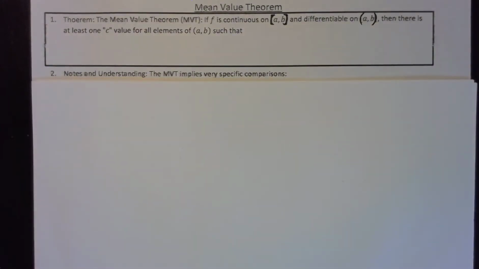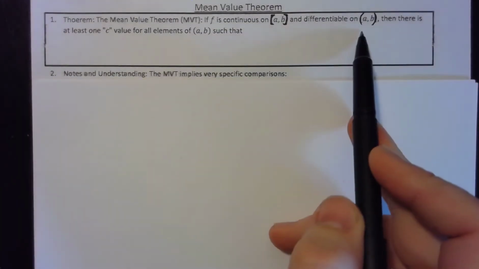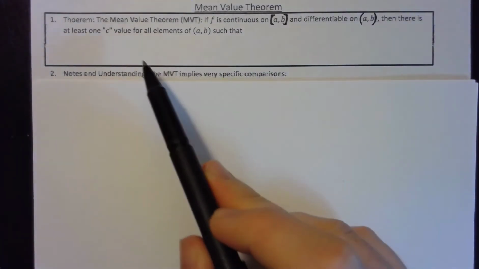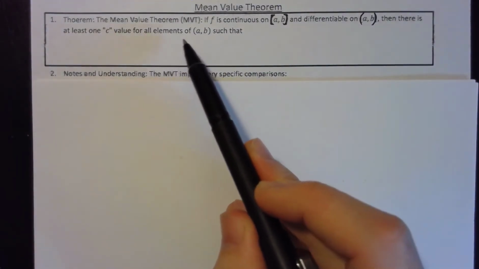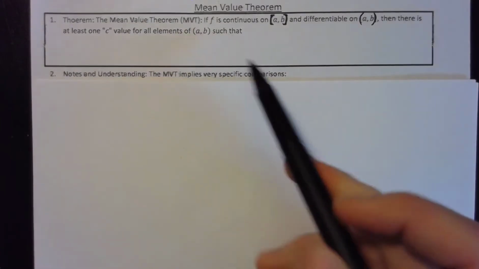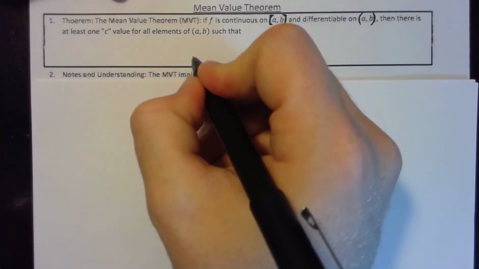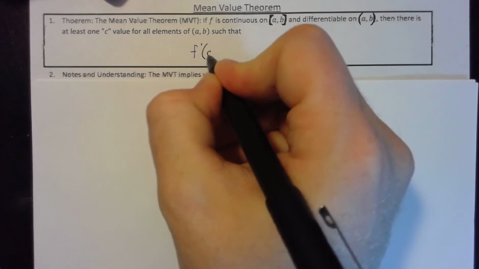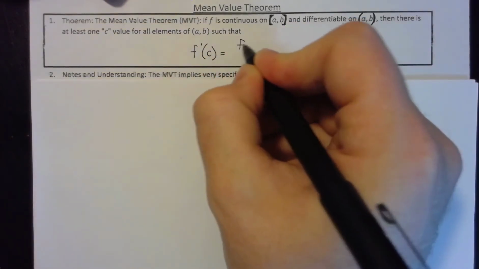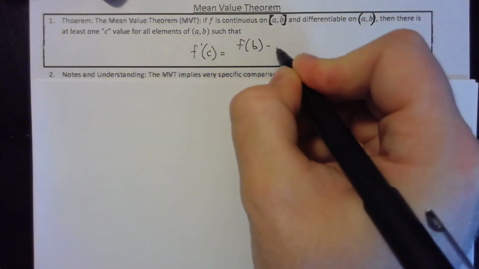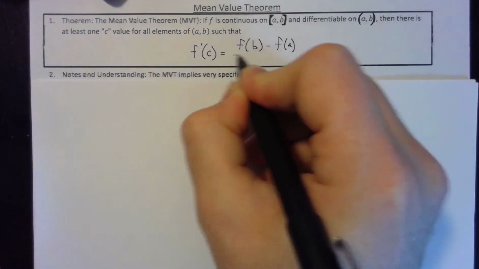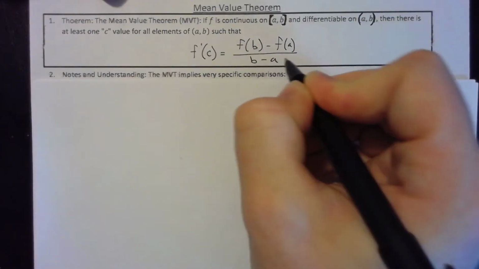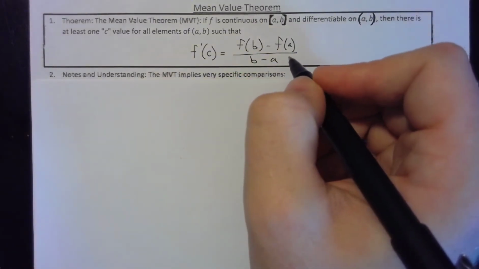In this video, we'll be covering the concept of the mean value theorem and what it allows us to identify. If f is continuous on a closed interval and differentiable on the open interval, then there is at least one c value for all elements from a to b such that, and now the detail that you're going to write in here, f prime of c equals f of b minus f of a all divided by b minus a.